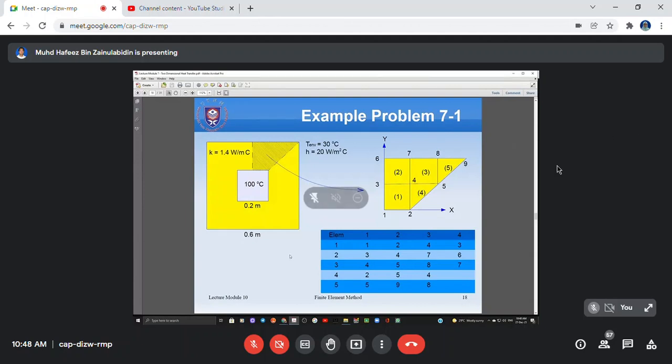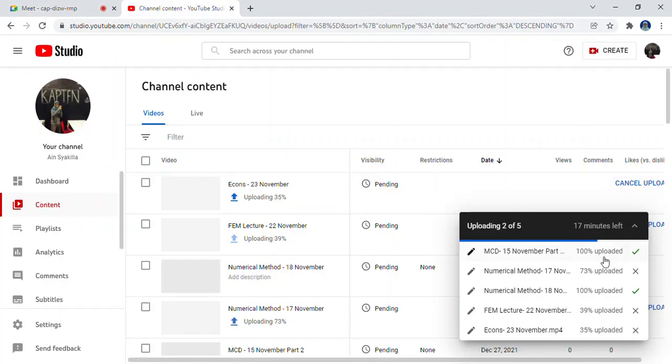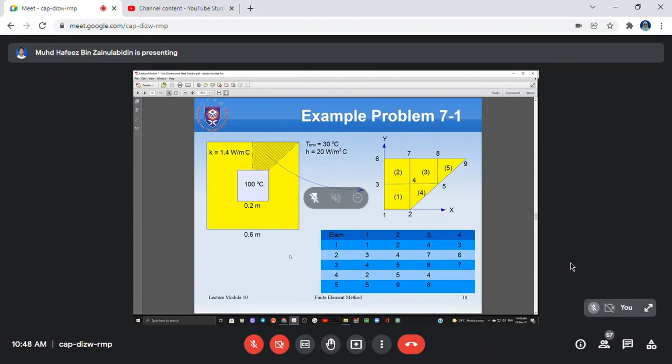Condition, we can model the chimney as a two-dimensional element, with certain assumptions that we have to make here. The temperature inside the chimney is uniform from the top to the bottom, constant at 100 degrees Celsius. But by common sense, we know that that is not the case.